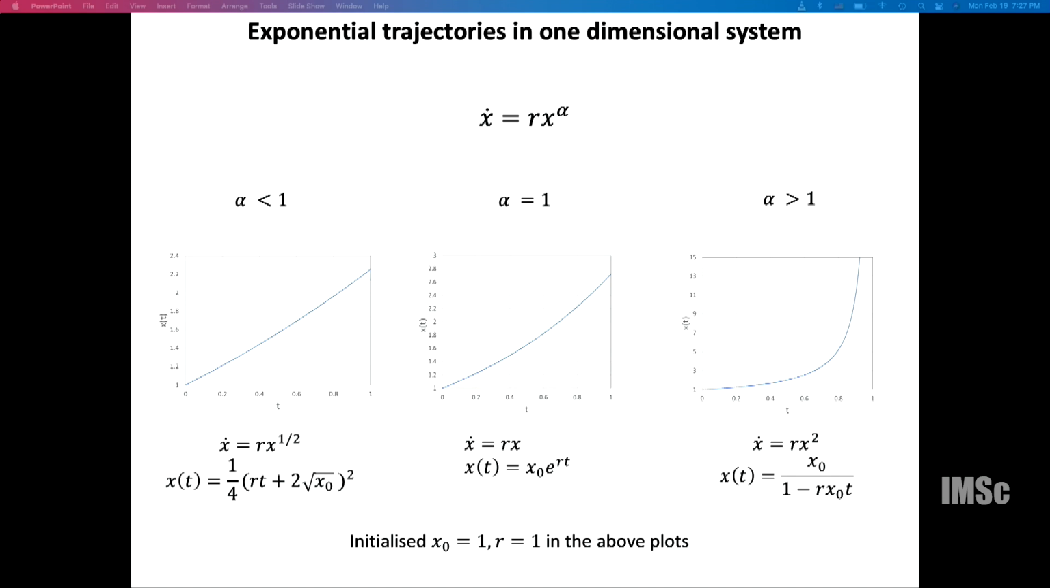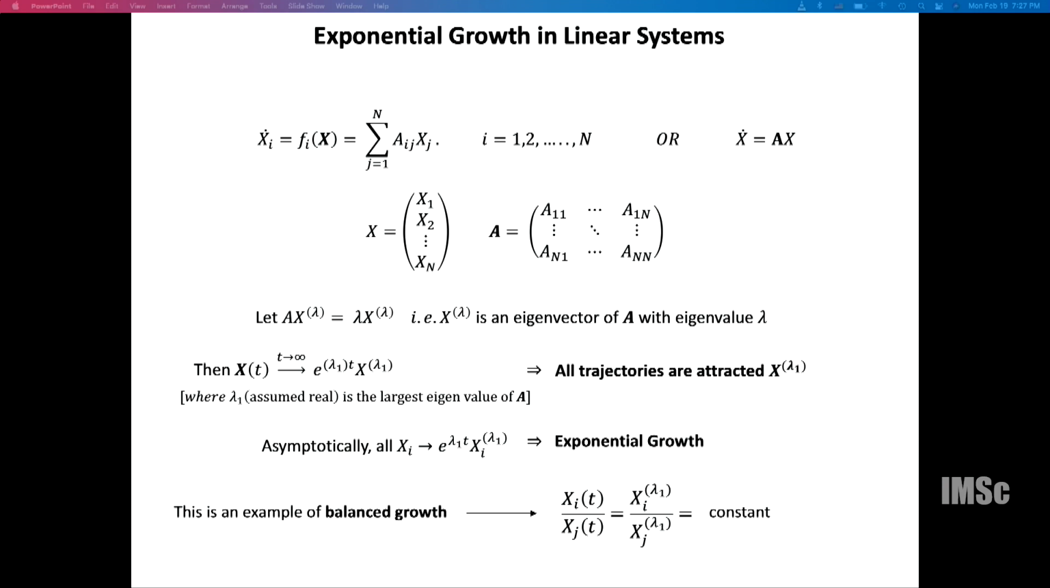Whereas if alpha is greater than 1, then you have a growth which is faster than exponential, supra-exponential growth, which in fact has a finite time singularity. At a finite time, which is the reciprocal of r x naught, this denominator goes to 0 and the variable will diverge. So that's what you expect in any nonlinear system, even in one dimension. We of course have a nonlinear system, so why then do we end up with exponential growth? What happens if you go beyond one dimension?